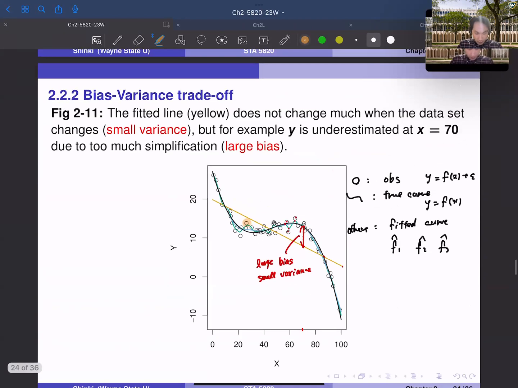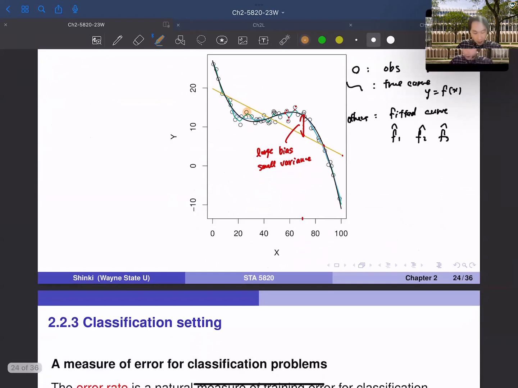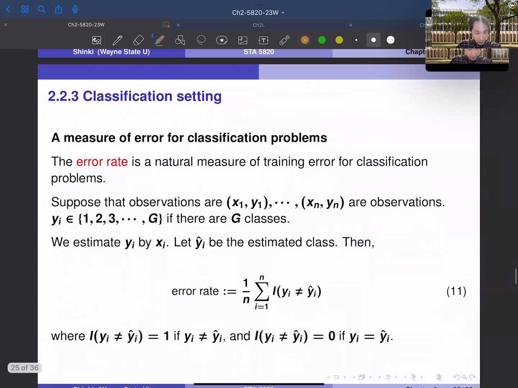So this is the regression part in chapter 2. Do you have any questions? Details about the estimation in linear regression will be covered in chapter 3 as well. Okay, so next we go on to classification.